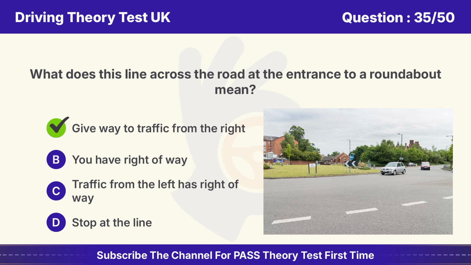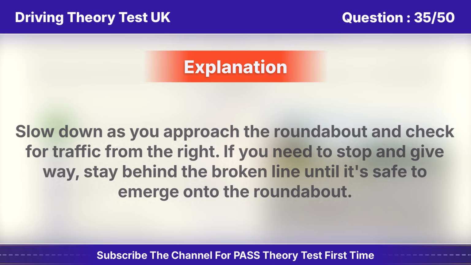Answer is A. Give way to traffic from the right. Slow down as you approach the roundabout and check for traffic from the right. If you need to stop and give way, stay behind the broken line until it's safe to emerge onto the roundabout.